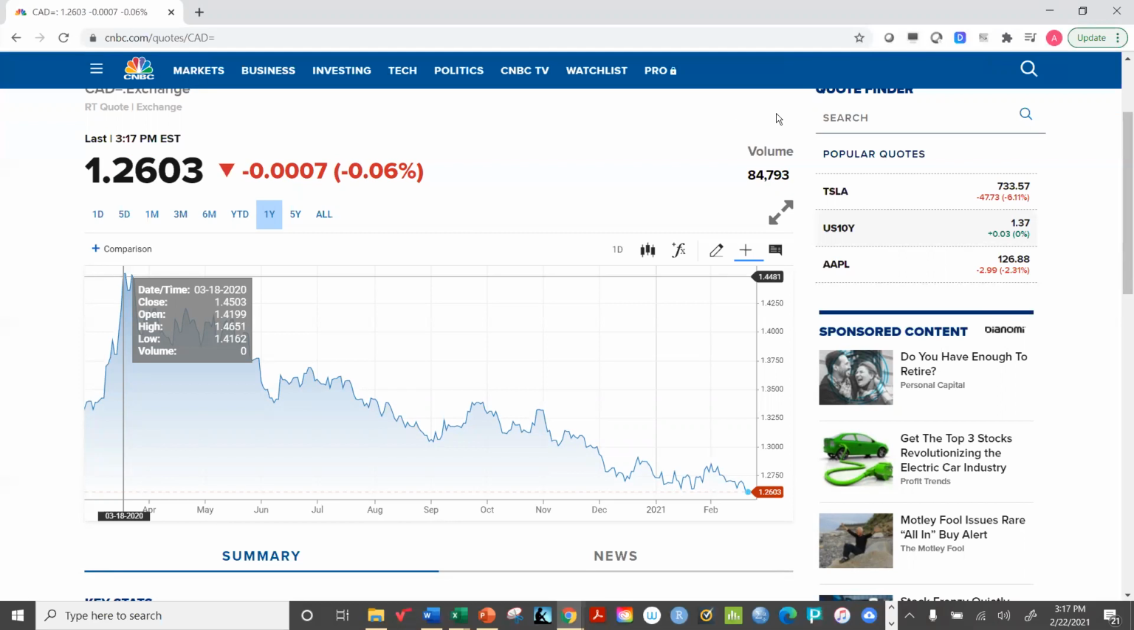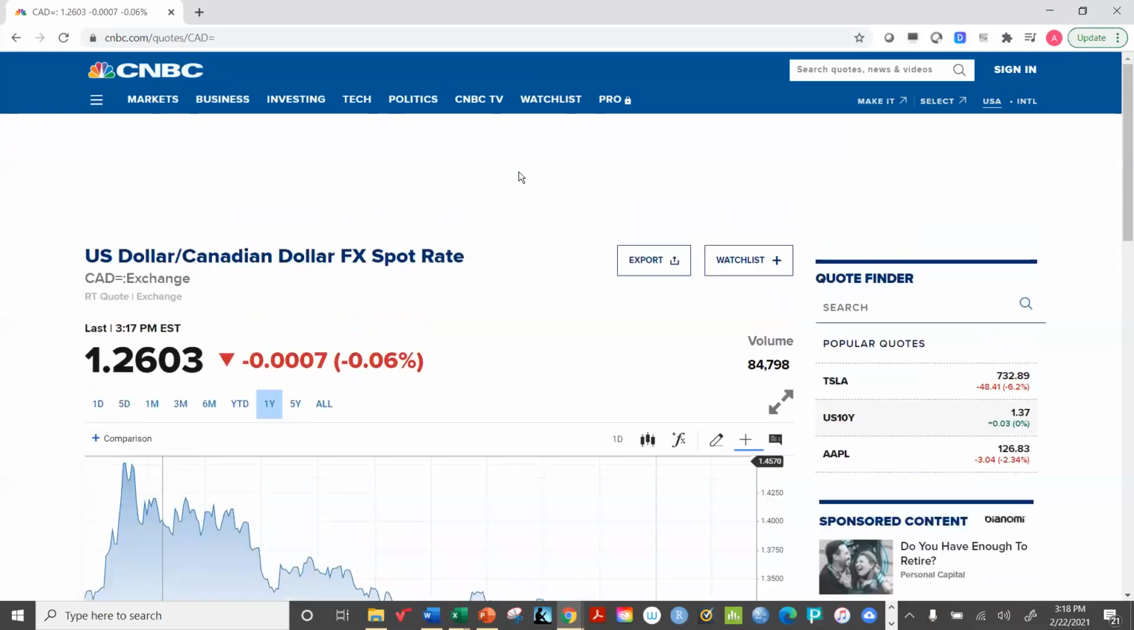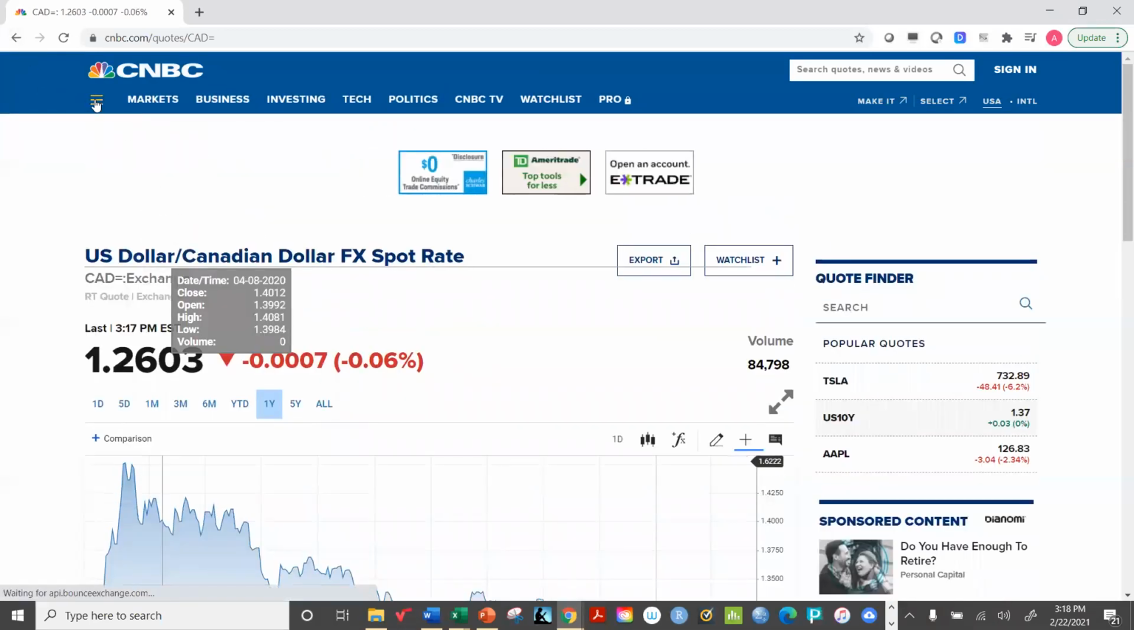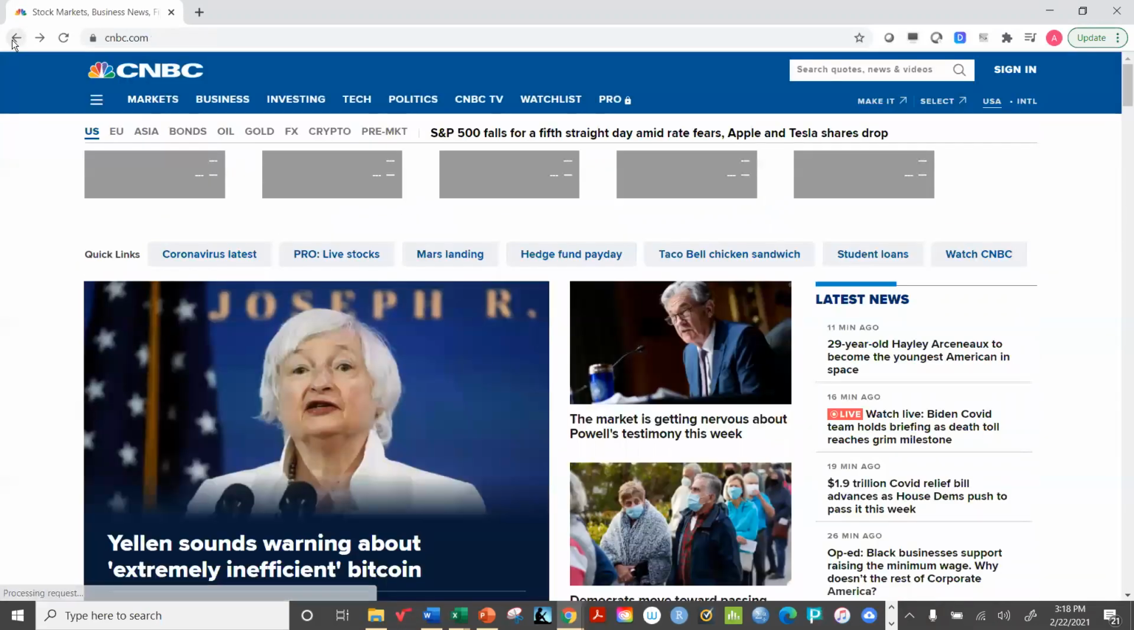No, yes, this is how many Canadian dollars it takes to buy one US dollar. It's not the other way around. In other words, this means 1.45 Canadian dollars are required to buy one US dollar. Okay, so that means the higher it goes, the weaker is the Canadian dollar. All right, let's go back. Who else is in this list that we might find exciting?